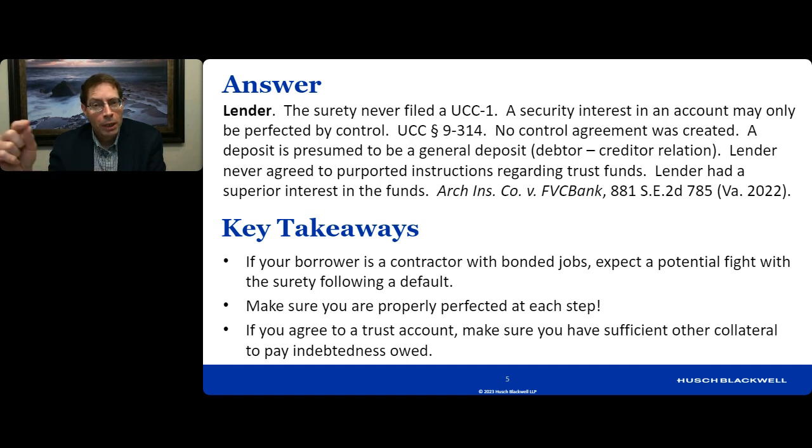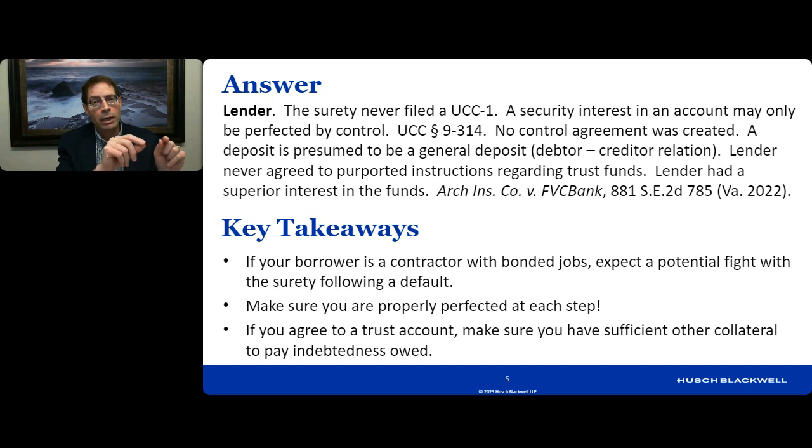But then when the money's come into the account, just filing the UCC1 is not going to cut it. You have to have an account control agreement if it's with another lending institution, and no account control agreement was ever created. And the Virginia Supreme Court, in looking at this, said, hey, when those monies come in, that creates a debtor-creditor relationship. And also, the lender had never agreed to this trust language.